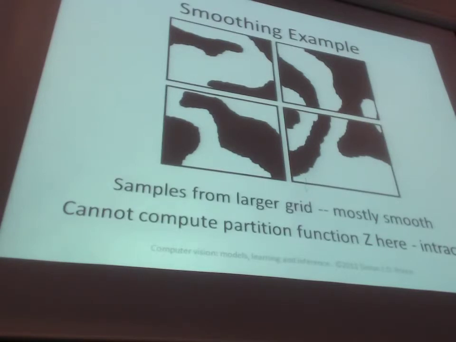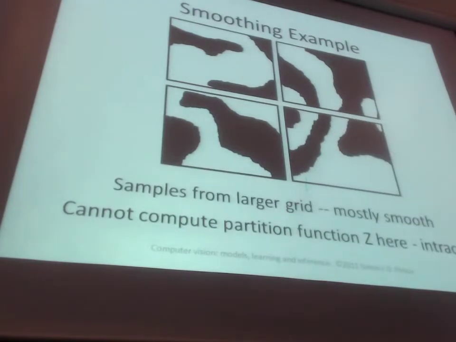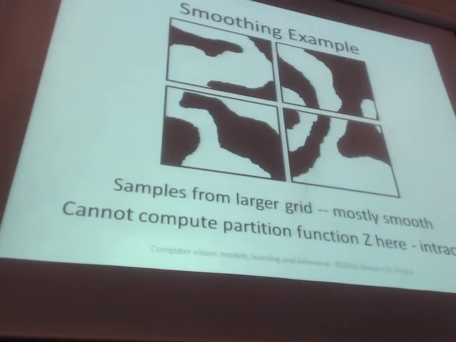Completely smooth? Completely smooth. Completely smooth black or completely smooth white. Either way is fine. Right? That's the highest potential, highest probability configuration. But what we can do is take samples from our probability distribution over 320 by 240 pixels.